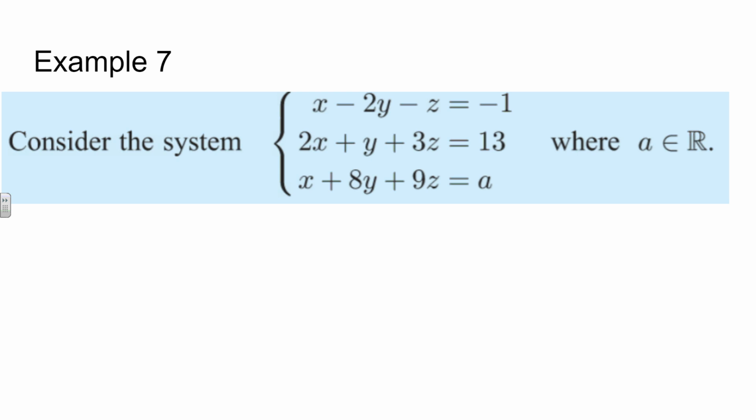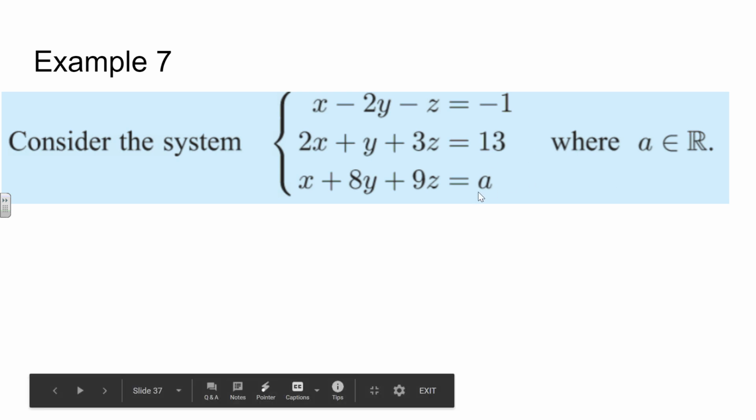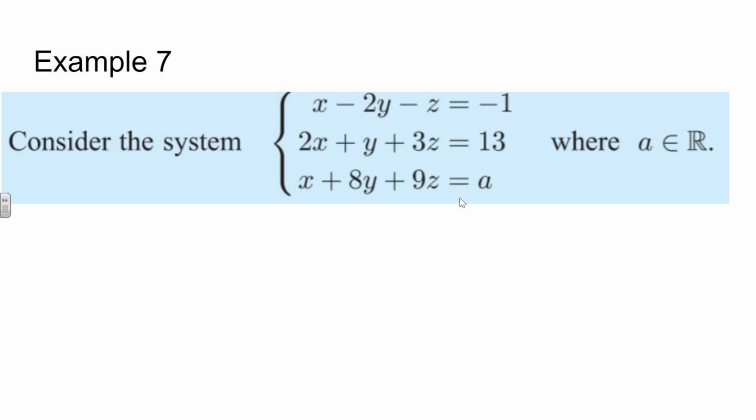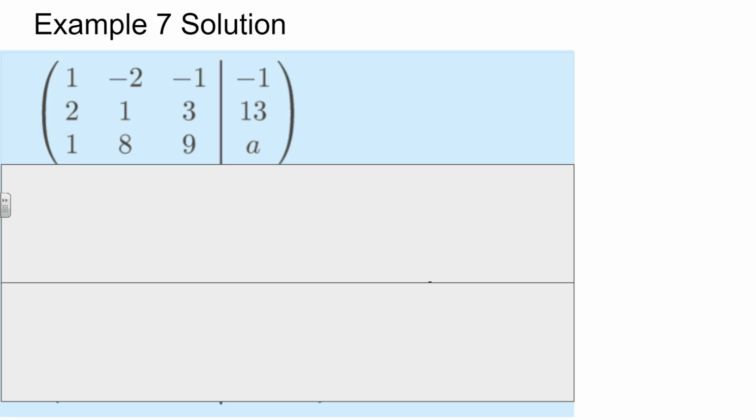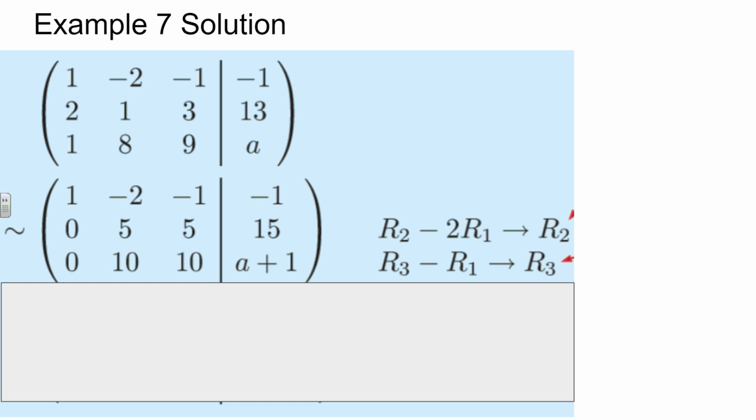We have one more, and we have this 3x3 scenario, but it says in this third row, we have the value a, all right? And it says we're considering this system, and we're going to try to figure out, okay, we can solve this, but the solution is going to depend on what that a value is. So first thing, put it into the augmented matrix. We're going to do our manipulations, right?